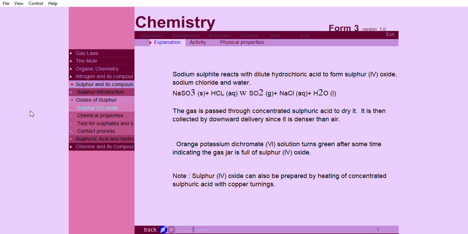Orange potassium dichromate 6 paper turns green after some time, indicating the gas jar is full of sulfur 4 oxide. Note that sulfur 4 oxide can also be prepared by heating concentrated sulfuric acid with copper turnings.